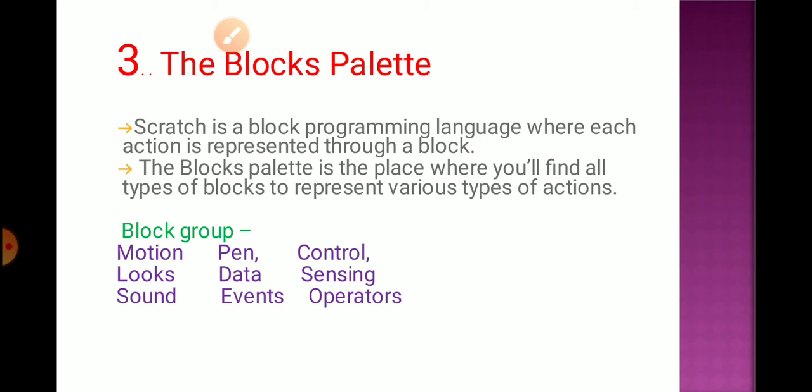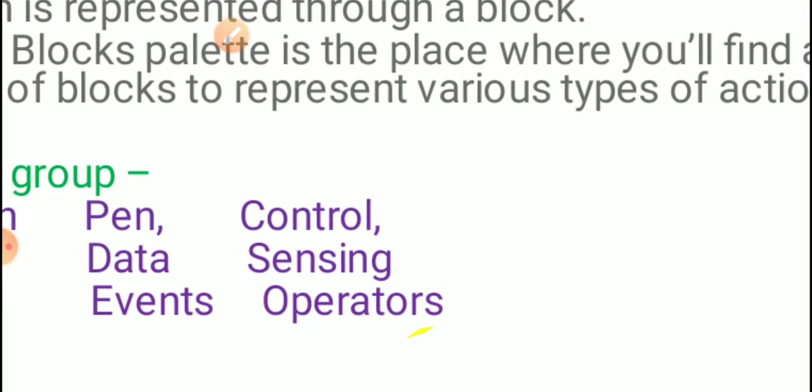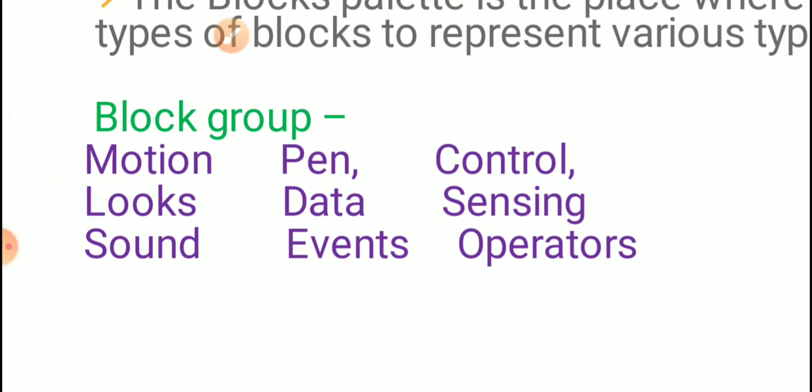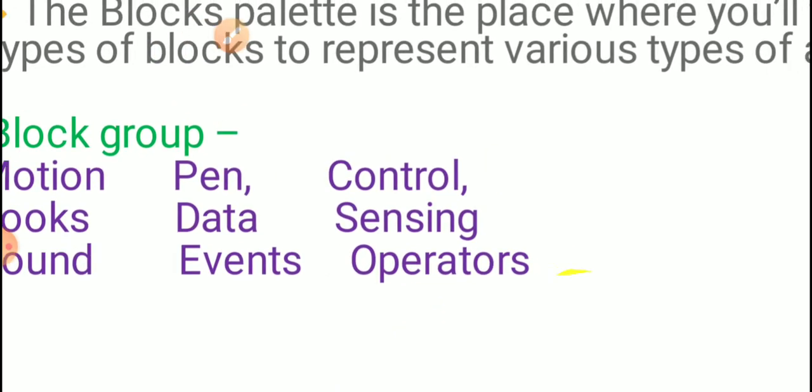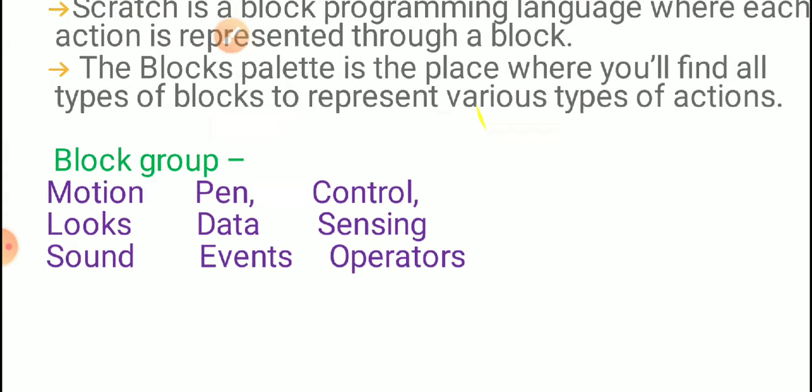The blocks palette is a place where you will find all types of blocks to represent various types of actions. So the blocks palette has different kinds of blocks with some commands. So using those commands you can perform the various actions. The block groups are motion block, looks block, sound block, pen, data, events, control, sensing and operators.